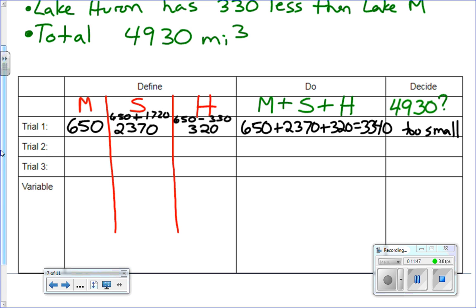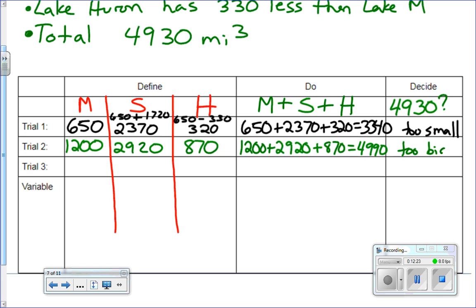So Owen, what was another trial you guys tried? We tried 1,200. Okay, so what did you then get for Lake Superior? 2,920. Okay, so then what did you get for Lake Huron? 870. So then you added them all together. So 1,200 plus 2,920 plus 870. And what did you get as your answer, Owen? 4,990. And was that too big or too small? That was close. Too big. So it's close, but it's still too big.